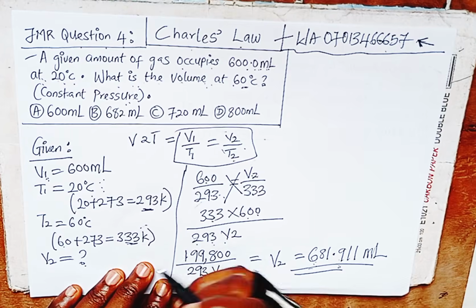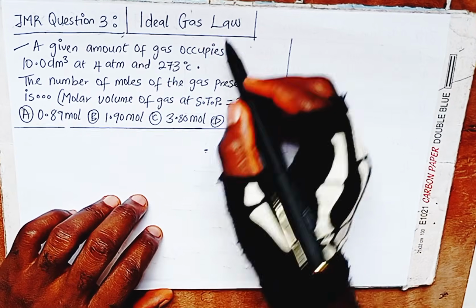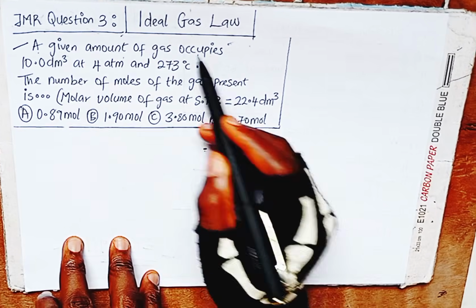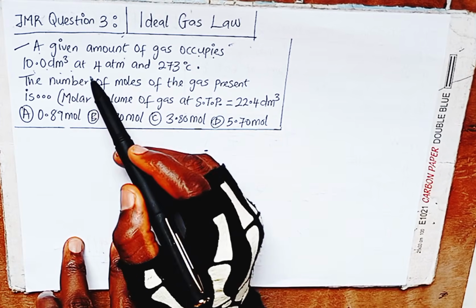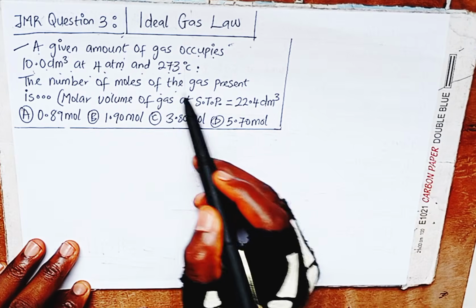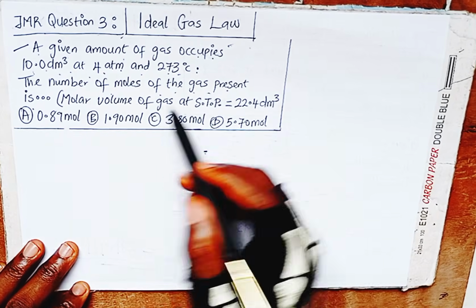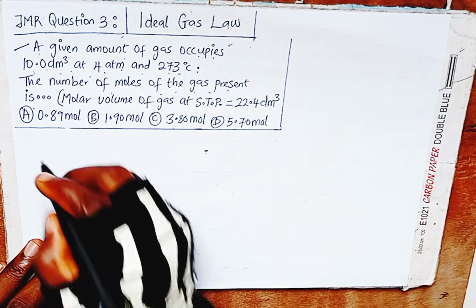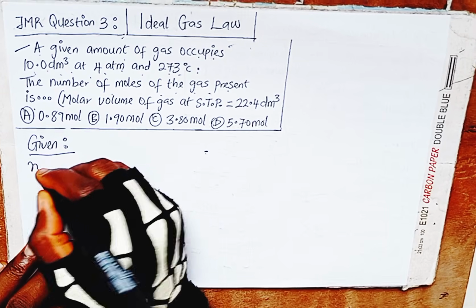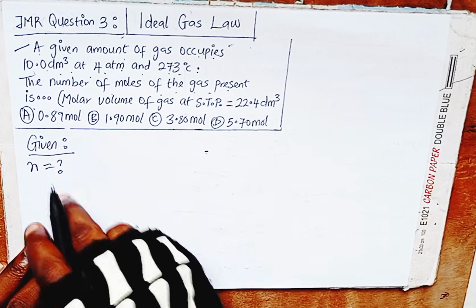Let's treat the ideal gas law next. JAMB must-repeat question 3 under the topic ideal gas. The question reads: a given amount of gas occupies 10.0 decimeter cubed at 4 atmospheres and 273 degrees Celsius. The number of moles of the gas present is what? So what we are looking for here is the number of moles, n equals question mark.